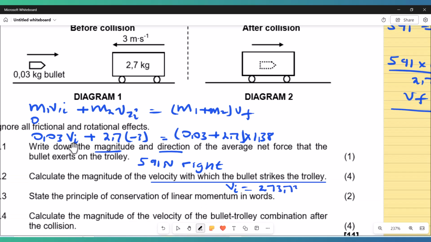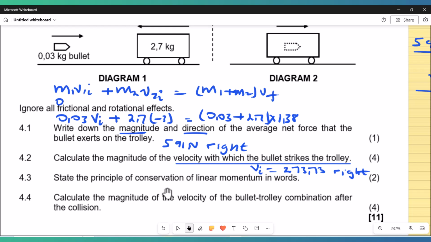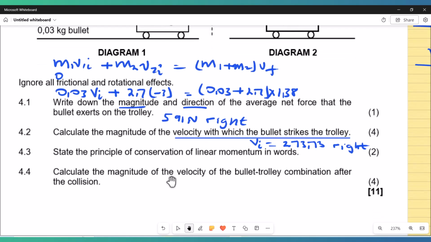273,73. All right, because they say the velocity, we must say it is to the right, because they want to mark the direction. Here they say to state the principle of conservation of linear momentum in words. Now listen carefully here, guys. If you are asked for this statement, we say that the total linear momentum in a closed system is conserved. I repeat, the total linear momentum in a closed system is conserved. Please don't say that the total linear momentum before collision is equal to the total linear momentum after. That's not marked correct.